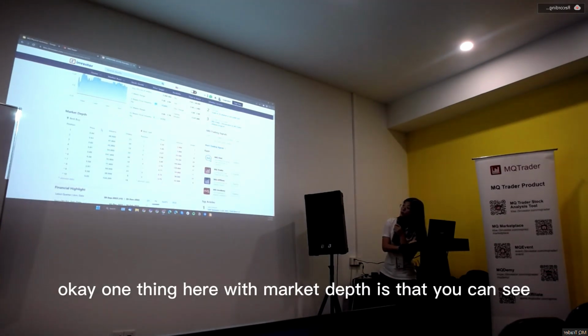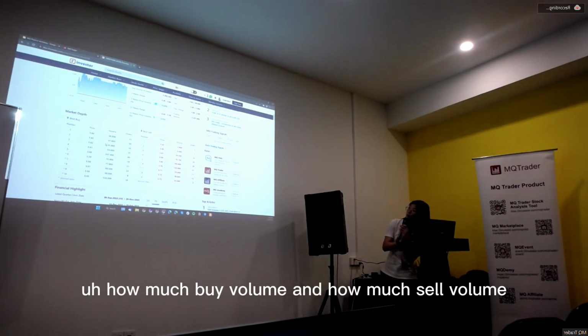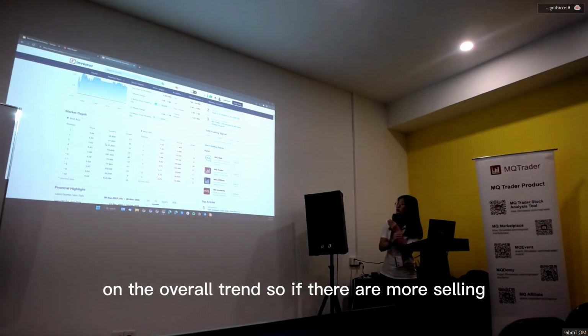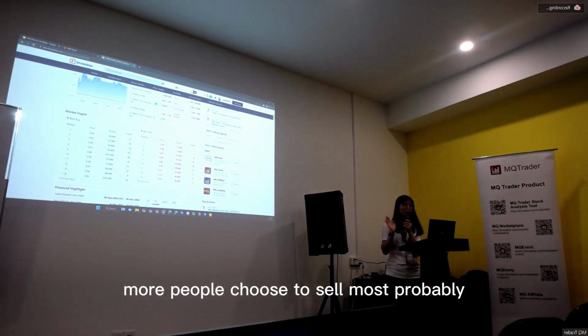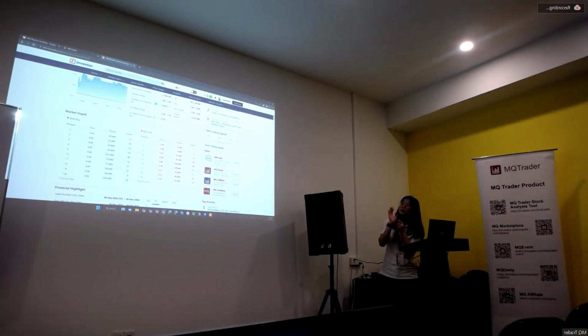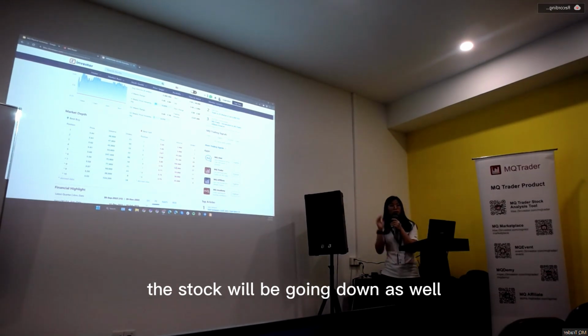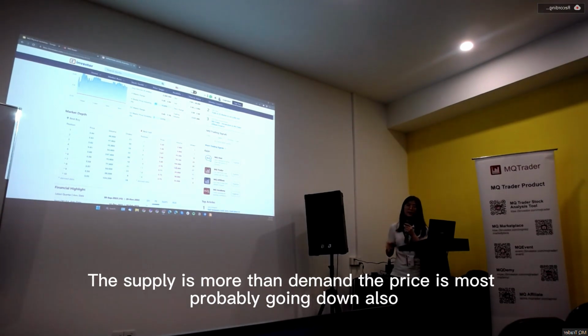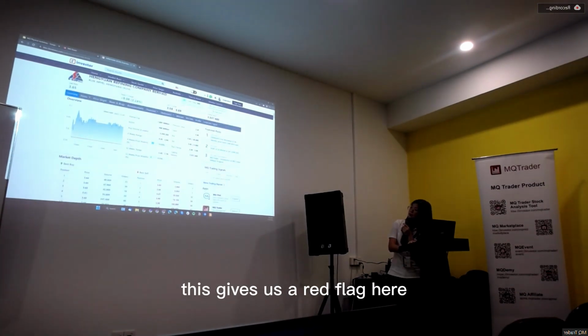One thing here with market depth is that you can see how much buy volume and how much sell volume. This is to check out the supply and demand at first glance on the overall trend. If there is more selling, more people queue to sell, most probably the stock will be going down as well because there are more people selling than buying. The supply is more than demand, so the price is most probably going down. So this gives us a red flag here.